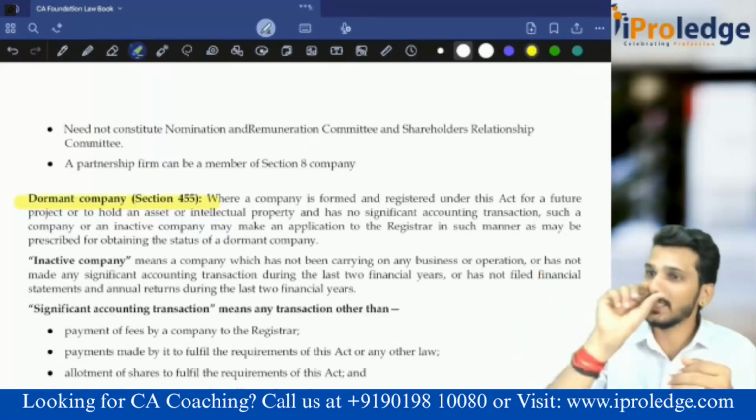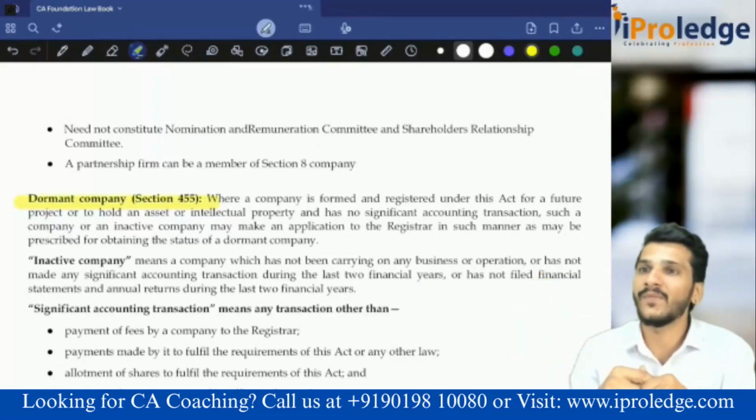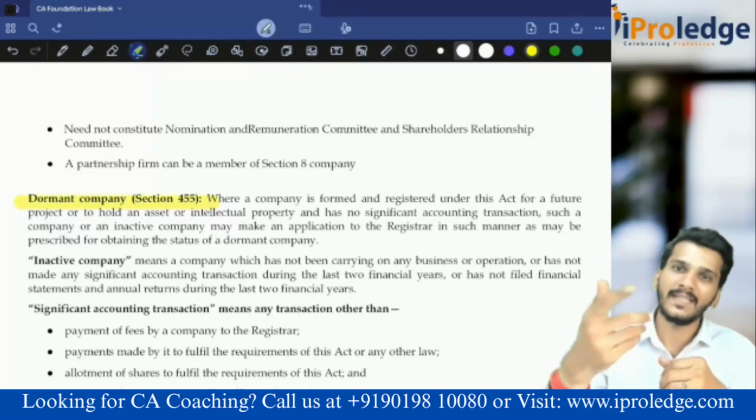That type of company is called a dormant company, which will not have any significant accounting transaction. What is significant? Other than these four, everything is significant.